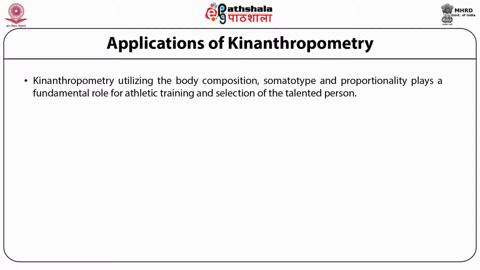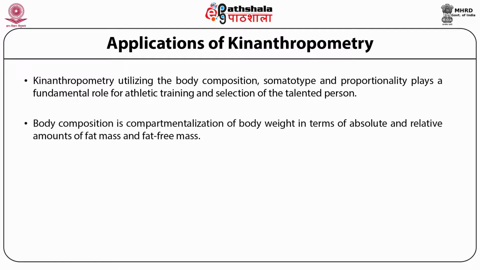Kinanthropometry, utilizing body composition, somatotype, and proportionality, plays a fundamental role in athlete training and selection of talented persons. All three characters elucidate an individual's morphological profile, which presents a baseline for planning and monitoring. Athletes may serve as a reference in choosing talented prospects, despite the well-known fact that sports performance is reliant on several factors and winning an event requires much more than an individual player's build and physical fitness. Body composition is the compartmentalization of body weight in terms of absolute and relative amounts of fat mass and fat-free mass. The estimation and evaluation of fat mass and fat-free mass hold a very important aspect in health, nutritional status and physical fitness assessment.